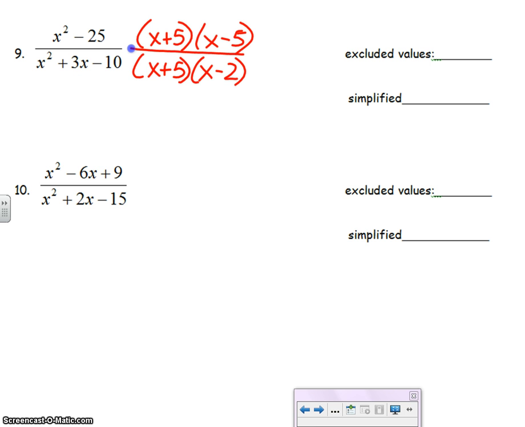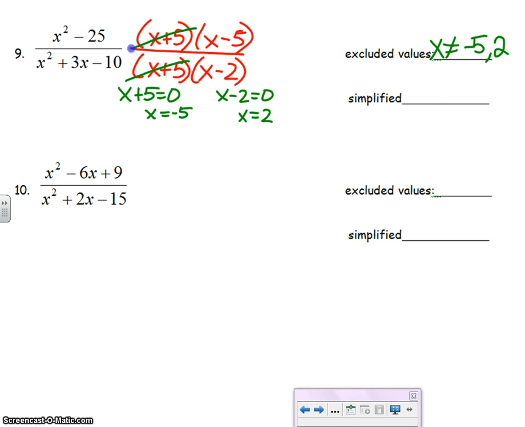Now before I cross off my common factors, I'm going to remember to check for my excluded values. So I'll set each of these portions to 0. x plus 5 is equal to 0, and x minus 2 is equal to 0. So now I have my two excluded values, that x cannot be equal to negative 5 or positive 2. And then for my reduced fraction, I'm looking at what I can cross off that's both in the numerator and the denominator. And hopefully we see that the x plus 5 factors reduce out.